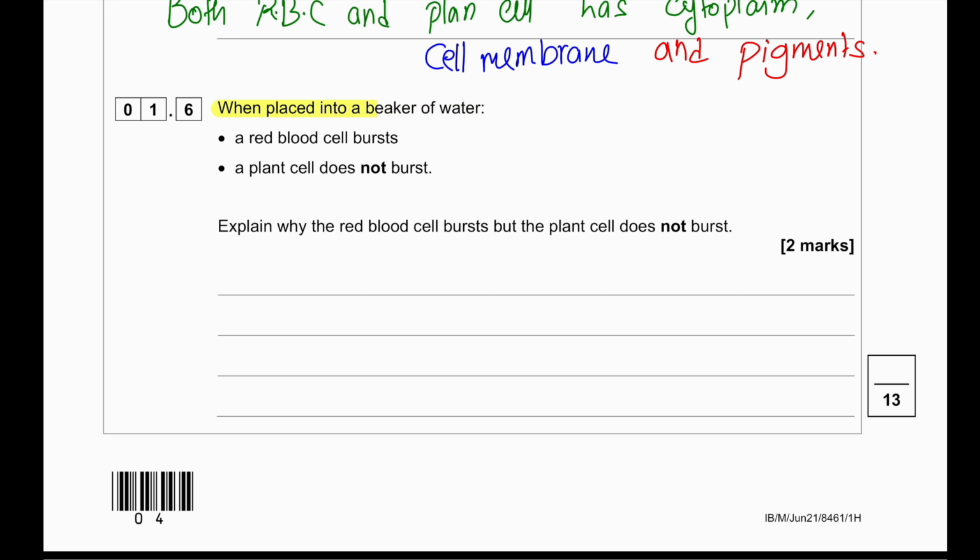When placed in a beaker of water, a red blood cell bursts. A plant cell does not burst. Explain why red blood cells burst, but the plant cell does not burst.